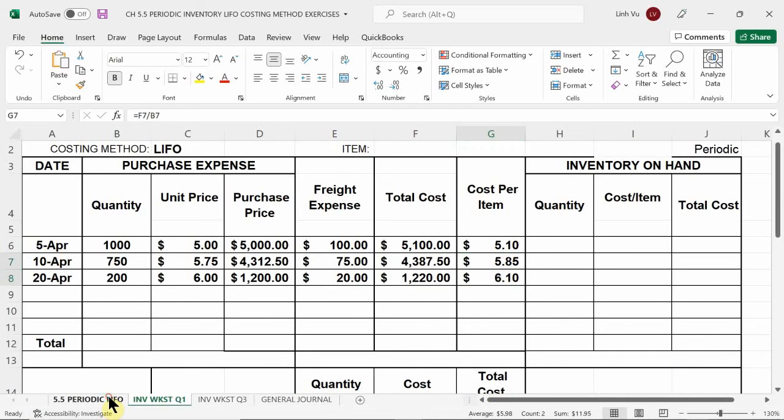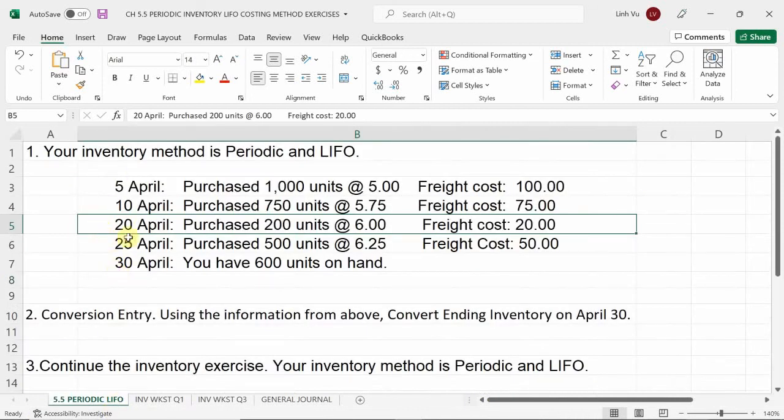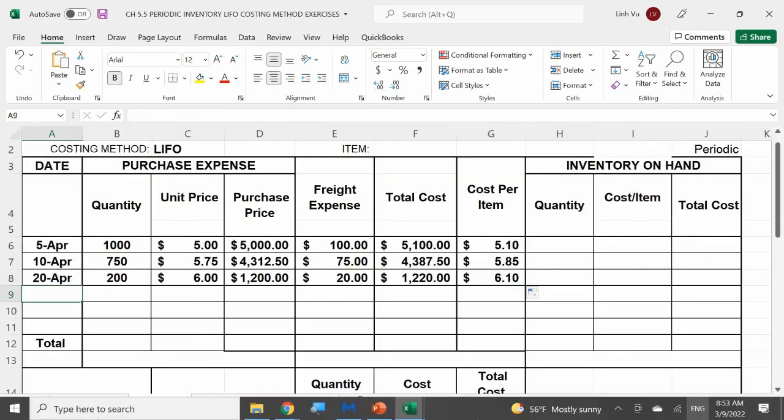$6.10. Okay. And then last but not least, on April 25th, we made our last purchase of 500 units at $6.25 each with a freight of 50. Okay. So on April 25th, we have bought 500 units at $6.25 each with a freight of 50.